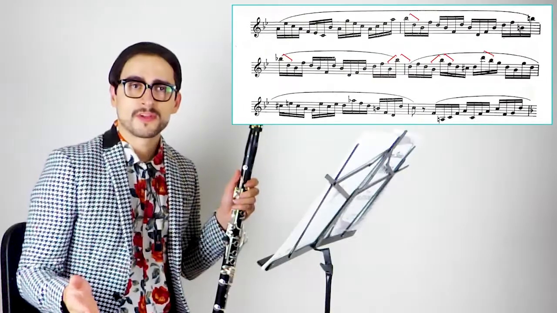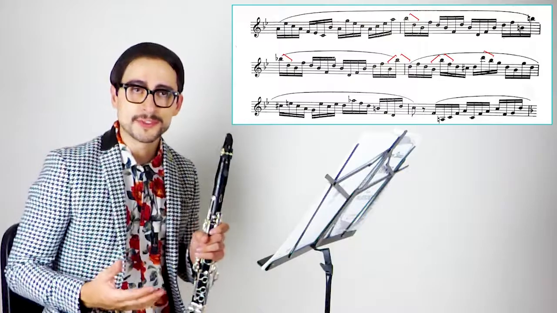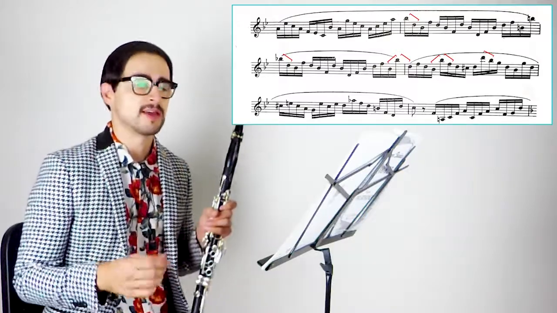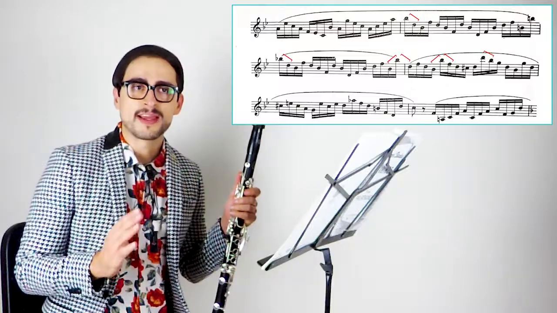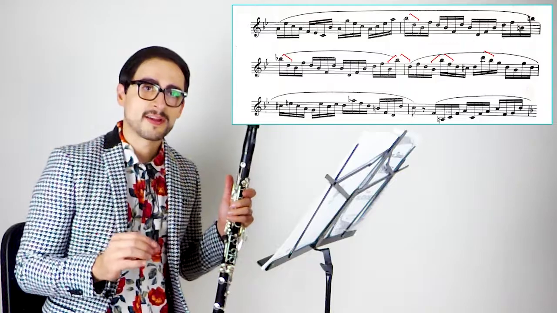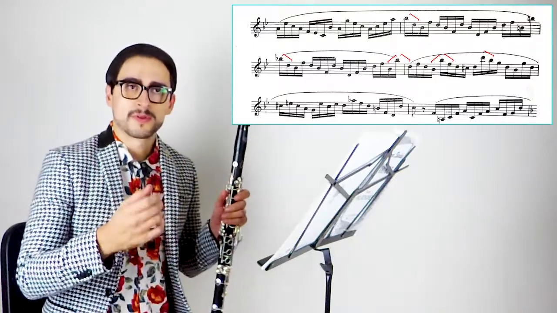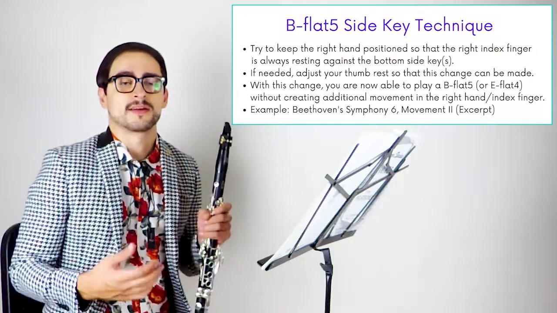For intervals that involve the use of a B flat 5, I find that these particular intervals are a little bit more cumbersome due to the fact that we have to use the bottom side key with the index finger. Personally, I try to keep my right hand position so that my index finger is always resting against this key. In doing so, I'm able to play the B flat or E flat 4 below without the register key, without creating additional movement in the hand.